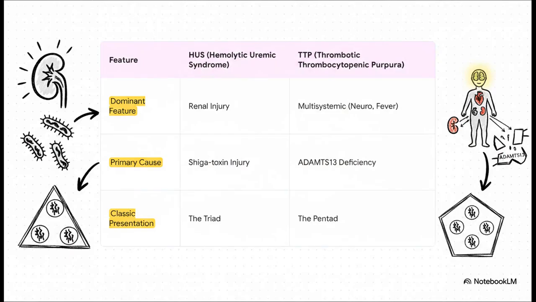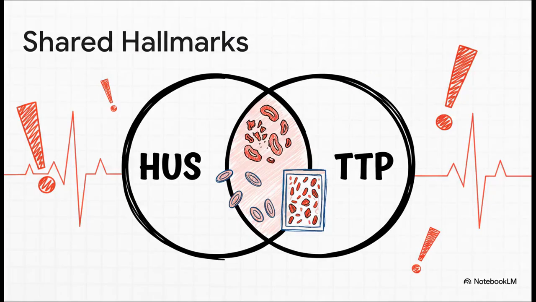So let's put them side by side. HUS is a kidney problem, plain and simple, kicked off by that Shiga toxin. TTP, on the other hand, is a full-body assault, multisystemic, all because of that ADAMTS13 deficiency. You've got the triad versus the pentad. You have to know this distinction cold. But here's the tricky part, what makes them so dangerous. They share these core features, MAHA, low platelets from consumption, and those fragmented red cells, the schistocytes on the smear. This very overlap is why being able to tell them apart, and fast, is a life-or-death situation.